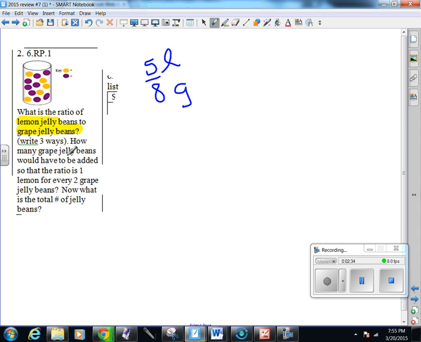And then it says, how many grapes are we going to have to add so that the ratio will be 1 lemon to every 2 grapes? So the ratio will be 1 to 2. So you need to think about this. What do you need to do to get from there to there? And then you're going to have some mystery number that would work the same way. So that's what you have to figure out, that new ratio. And then it says, now what's the total number of jelly beans? So there's another question here, so don't forget to answer this question as well.